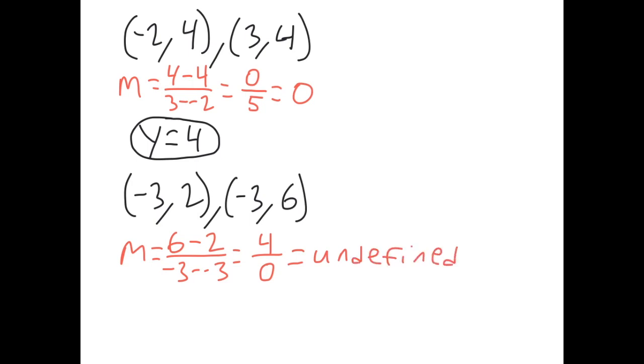So if you have an undefined slope, again, remember I said this last video, that means you're going to have a vertical line. It's going to be x equals some number. Now the number for this is going to be, the x's should be the same, so it's whatever number both x's are, which in this case is negative 3. So your answer in this one, x equals negative 3. So if you get a slope of 0, then it should be y equals whatever your y is. If you get a slope of undefined, it should be x equals whatever x is.